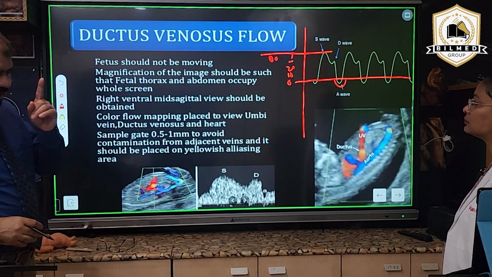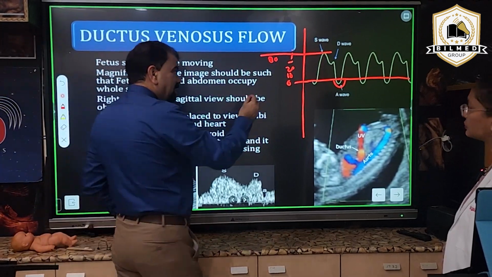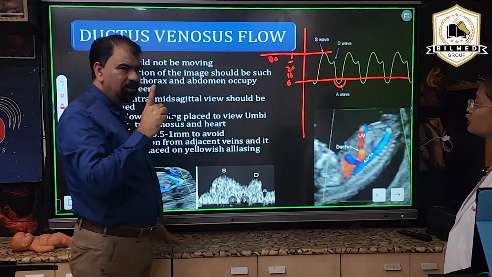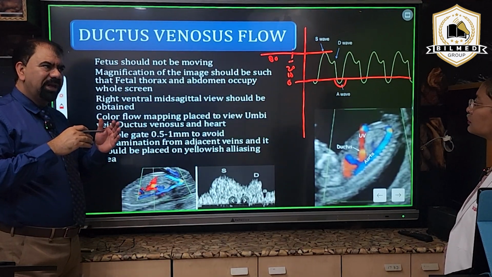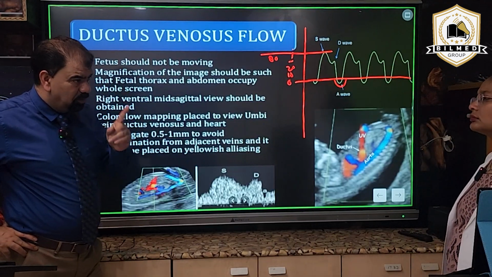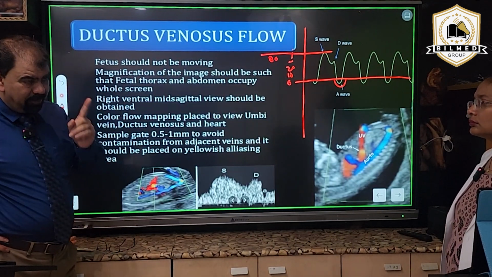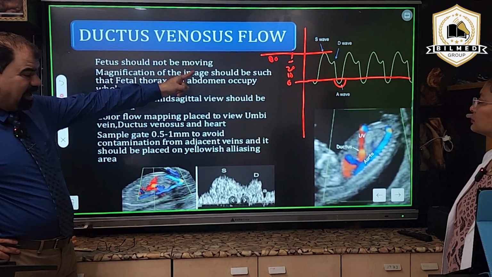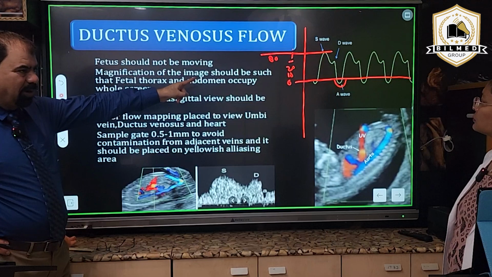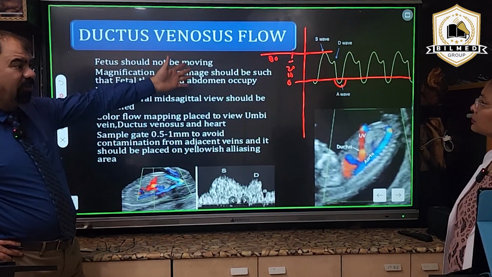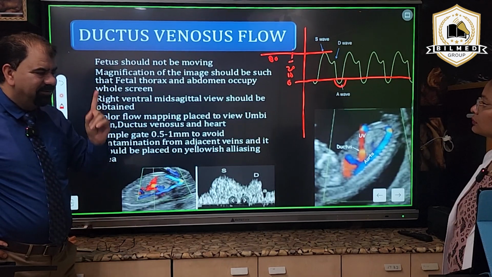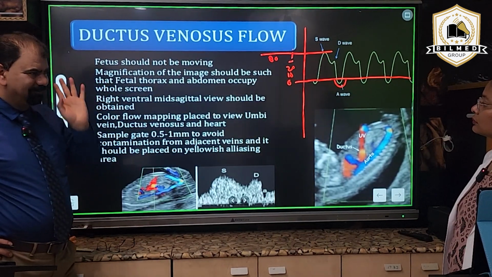But the hepatic vein flow, the S wave, the top, will not ever go more than 50. Even if I'm having an abnormal ductus venosus, mind my words, abnormal ductus venosus, this S wave will not drop. It will always stand at about 80, if not more than 100, even if it is abnormal, but no hepatic vein will touch 100.